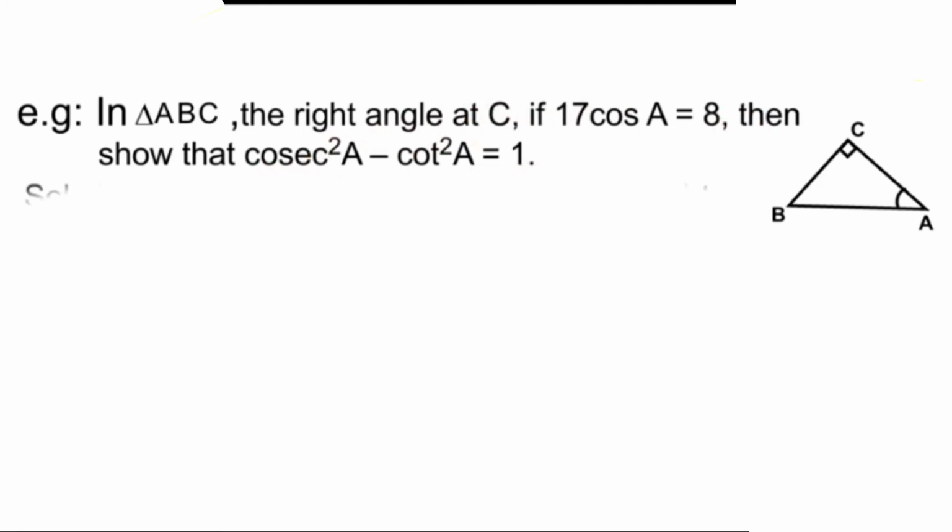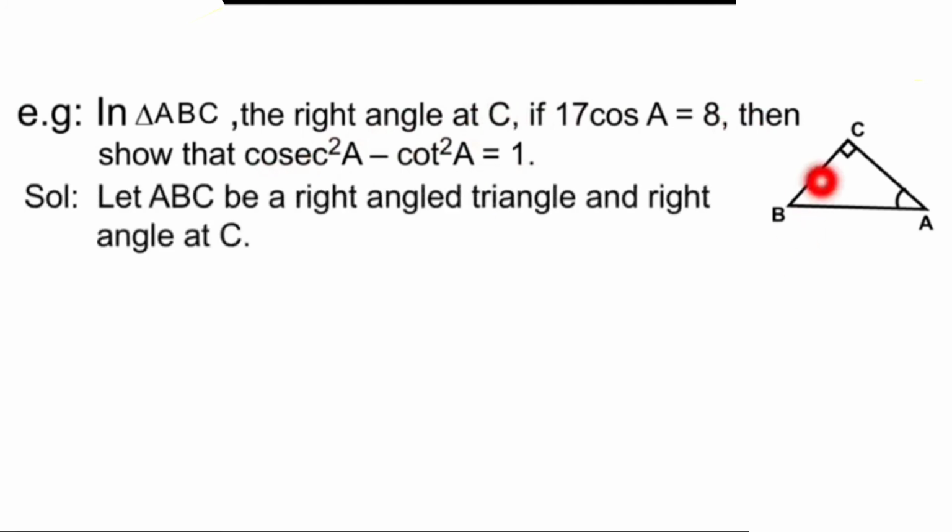Let us start. Let ABC be a right angle triangle and right angle at C. According to the problem, 17 cos A is equal to 8. Now let us find the value of cos A by shifting 17 from LHS to RHS. Then we get cos A is equal to 8 by 17.